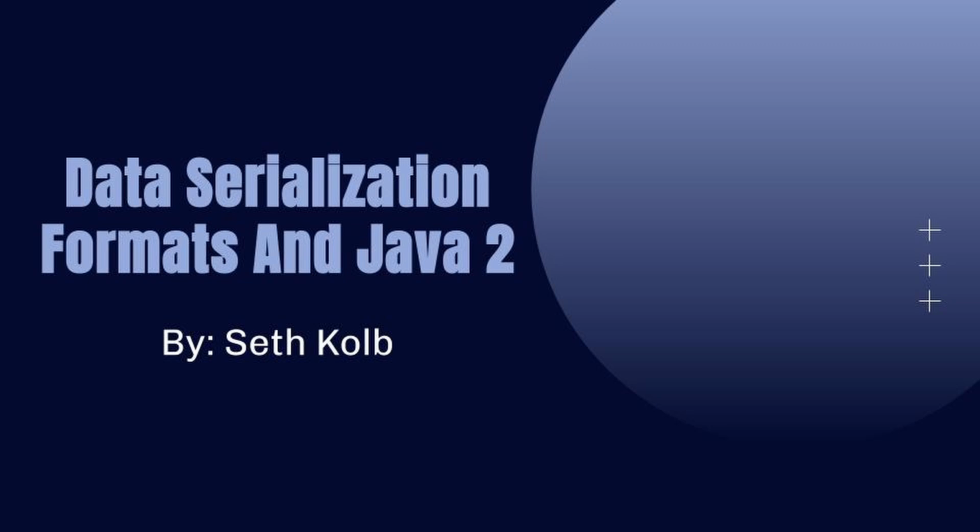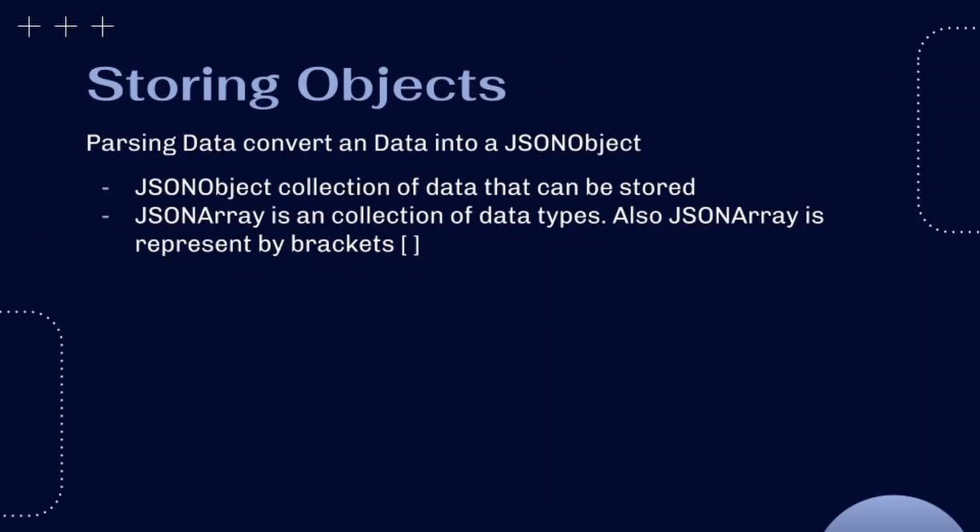Welcome to my second tips and techniques presentation on data serialization, going deeper into JSON. In the previous data serialization demonstration video, we mentioned parsing data, that it can convert bytes of data into an object. There are two types of JSON data to worry about: JSON object to store data, and JSON array if you need to store a collection of JSON objects into an array.